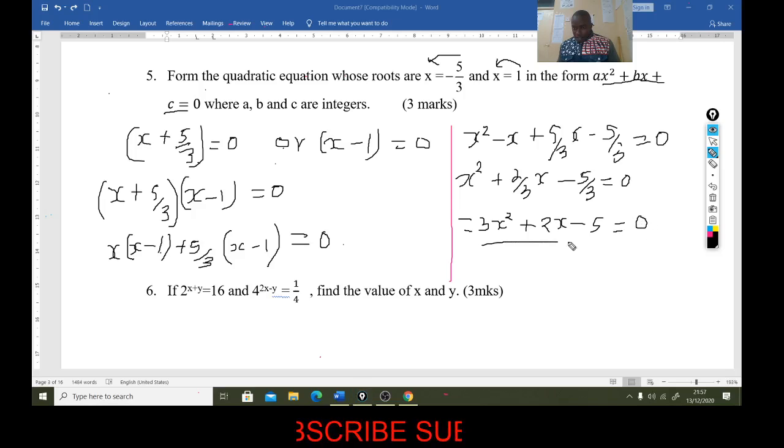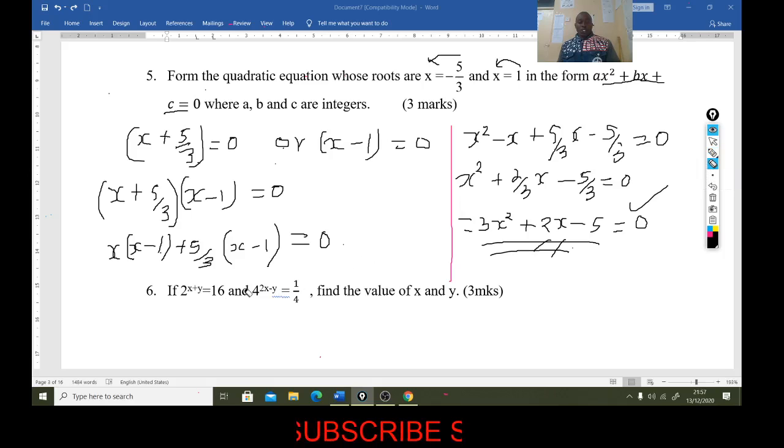And this is exactly the format I'm asked to write my answer in: ax squared plus bx plus c equals 0. So if I get it in the format I'm asked, then I'm done with the question.